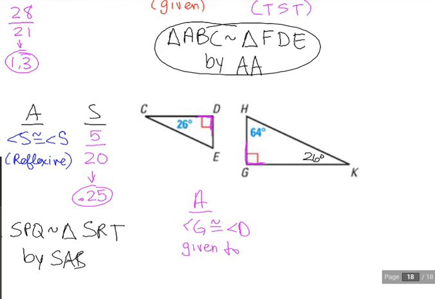So we have angle C and we have angle K. So for our second angle, angle C congruent to angle K.